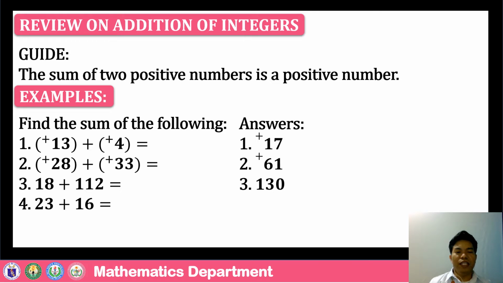Next, what is 23 plus 16? If your answer is 39, then you are correct. Kung mapapansin niyo sa item number 3 and number 4, wala nang naka-indicate dito na positive na sign, because it is already understood na pag walang nakalagay na sign sa kanyang gilid, ito ay mga positive na numbers.